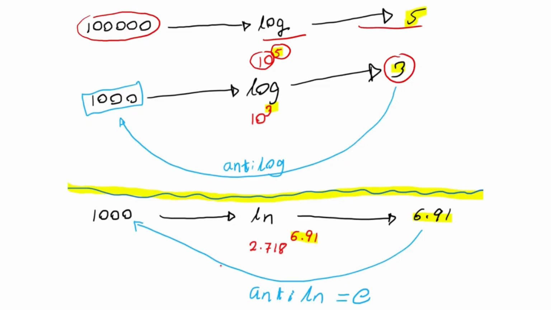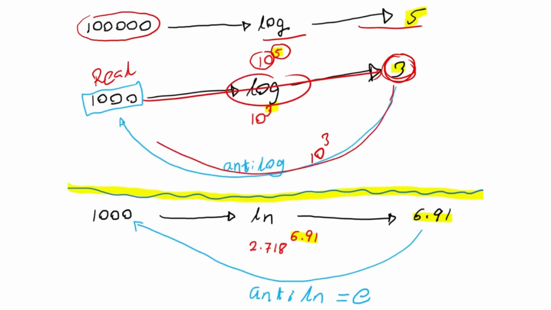So let's take 3. What is 3? 1000 is 10 to the power 3, so the log value is 3. If I want to go backward to find the real number, how do I go back? Just take 3, put 10 there, and put the power as 3. 10 to the power 3 is 1000. I'm going back. If going forward is log, going backward needs a word, because we are going from the log number back to the real number. We call it antilog.